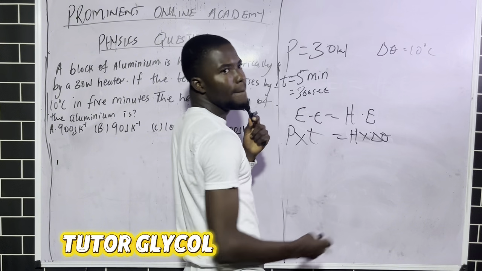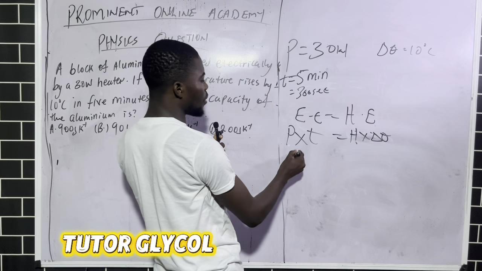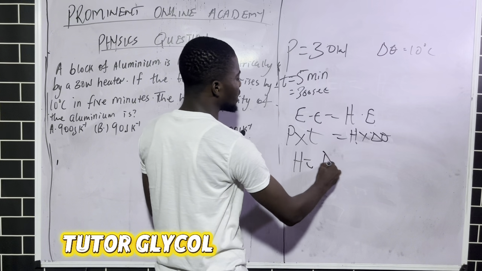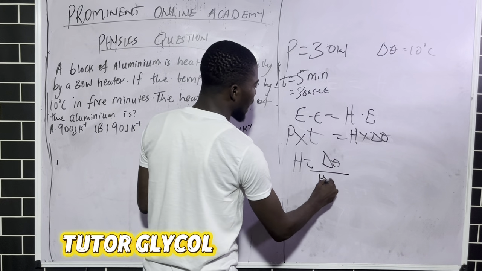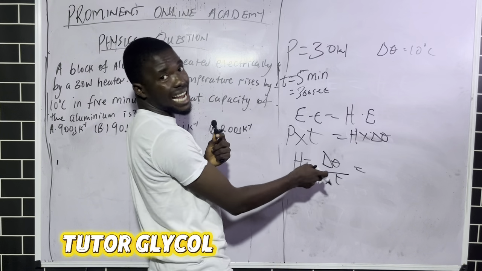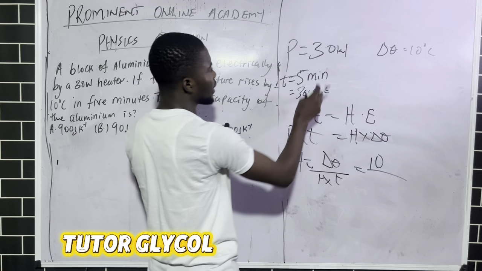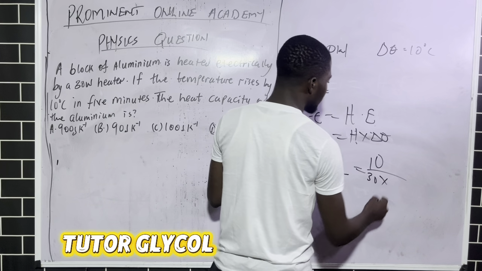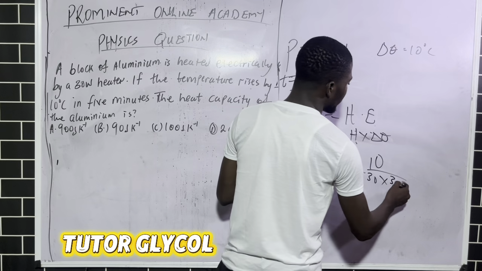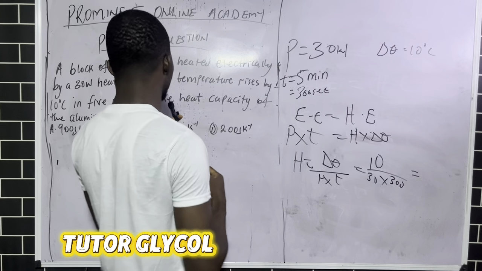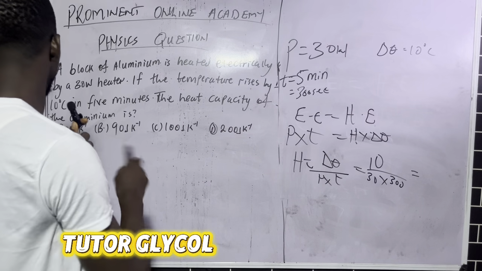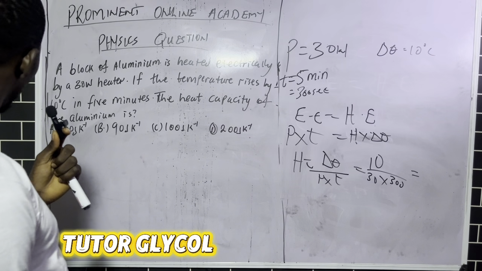So by making H the subject of the formula, my formula will become H is equal to change in theta over power times time. Change in theta is change in temperature, that's 10 over, what is my power? 30 times time. What is my time? 300. Is there anything I've not converted? Is it 30 watt or 30 kilowatt? Okay, let's just move on.